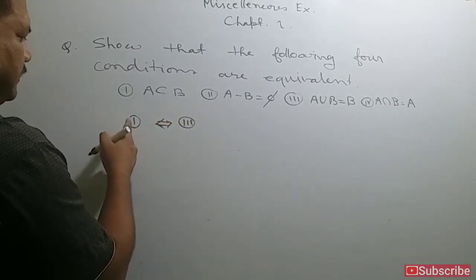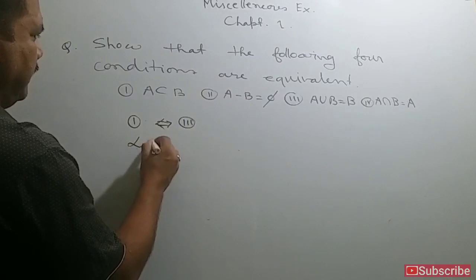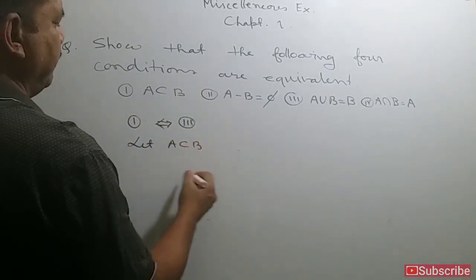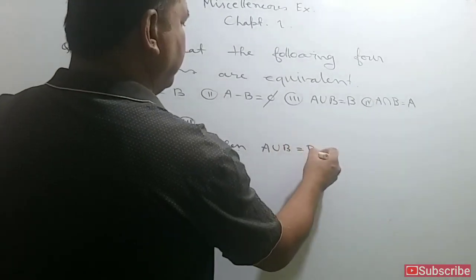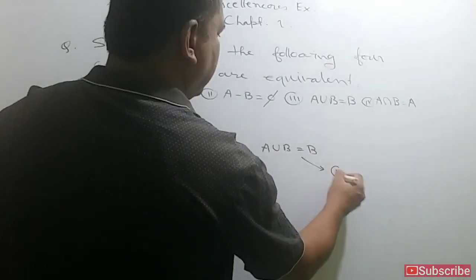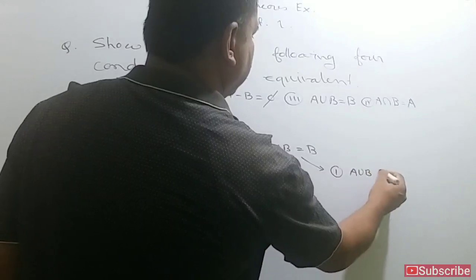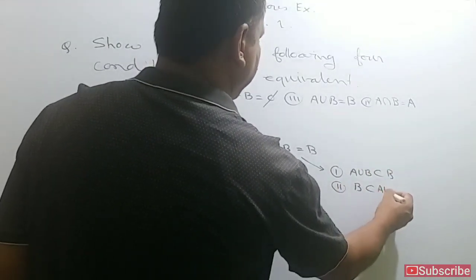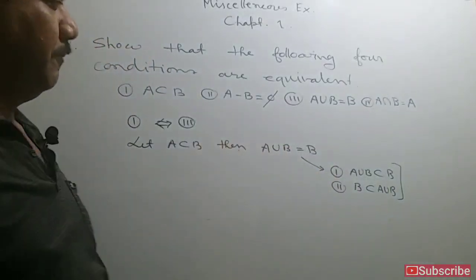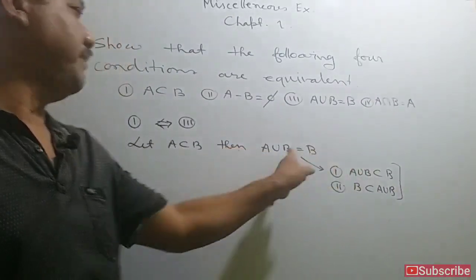For that, first we will prove 1 implies 3. Let A be a subset of B. Then we have to prove A union B equal to B. For that, what is to be done? First, A union B is a subset of B. This is to be shown. And next, B is a subset of A union B. These two are to be shown. Then this will imply this one.